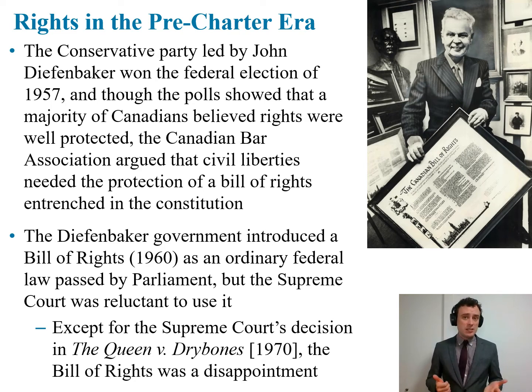Because, as we'll see, when the courts had the opportunity to use the Canadian Bill of Rights to strike down laws that were infringing on individual rights and freedoms, the courts repeatedly turned down this opportunity, except for one notable case known as the Queen versus Drybones in 1970, where the Supreme Court struck down a provision of the Indian Act that made it illegal for a status Indian to be intoxicated off of reserve land.